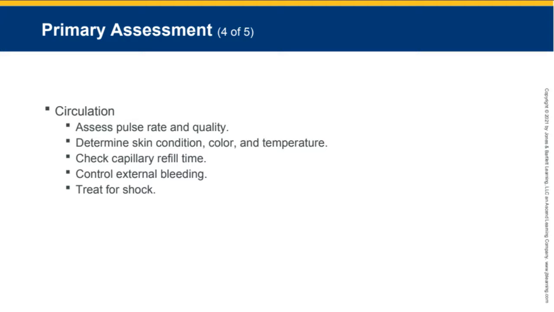When checking the pulse rate, count the pulsations for 15 seconds and multiply by 4. You can count the pulsations for 30 seconds and multiply by 2. If the patient has an irregular pulse, you check it for a full minute. That would be your circulation assessment.